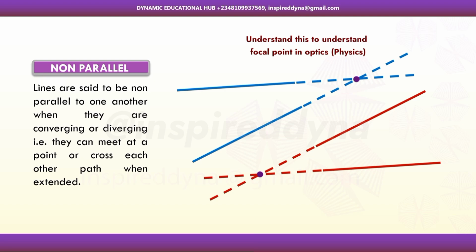They are non-parallel lines. For non-parallel lines, when lines are drawn either to form a shape or you just have a diagram with lines, there's no arrow on the two lines. There's no arrow. It shows that those lines are non-parallel lines. That is the implication of that.